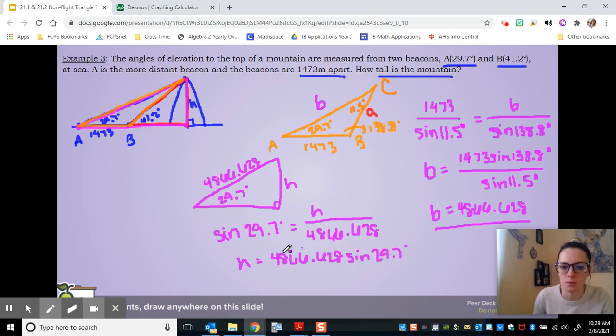So this time I would type this into my calculator. And again, I'd still get my same height of 2,411 meters, or to 3 sig figs, 2,410.